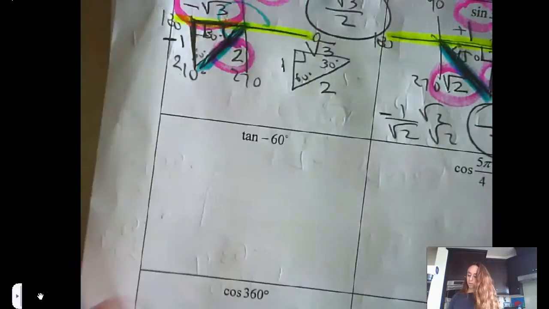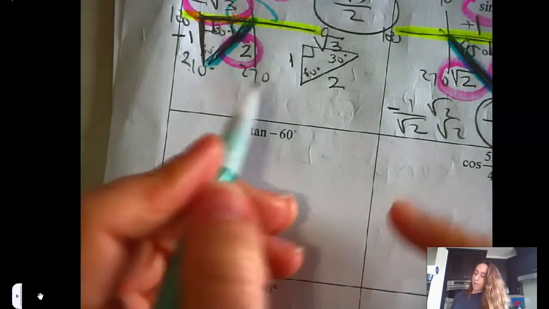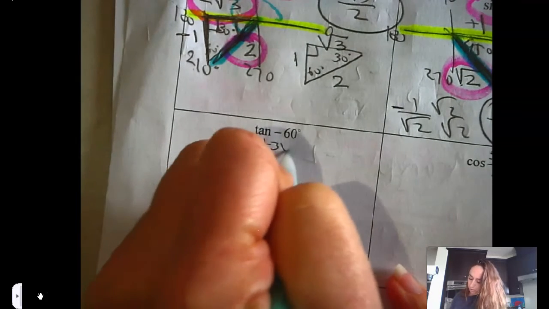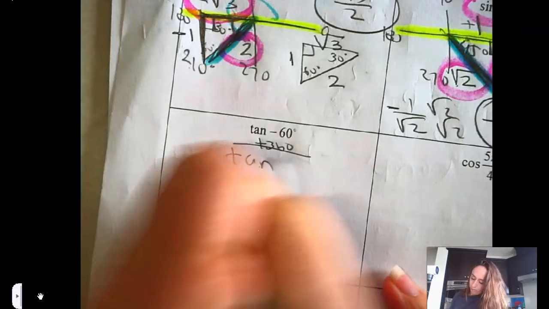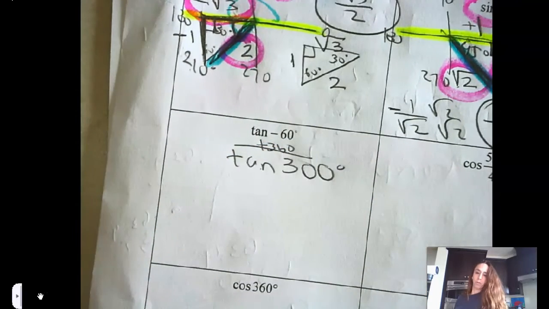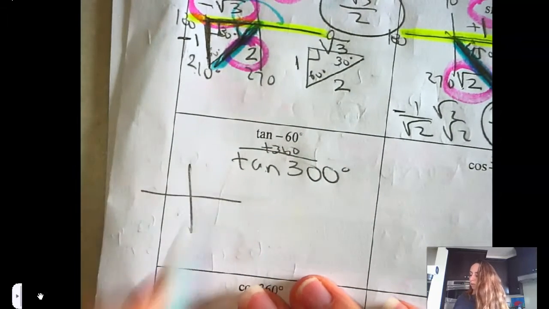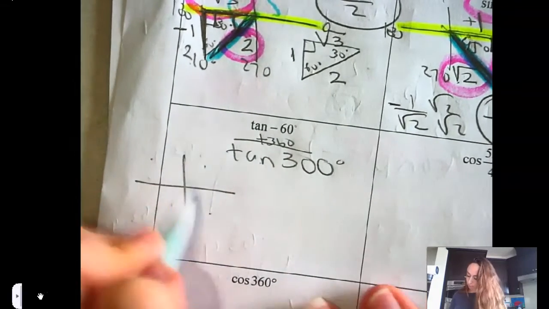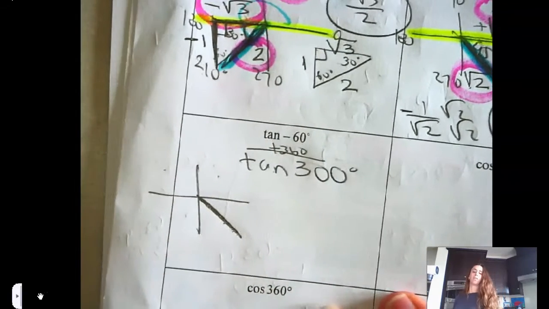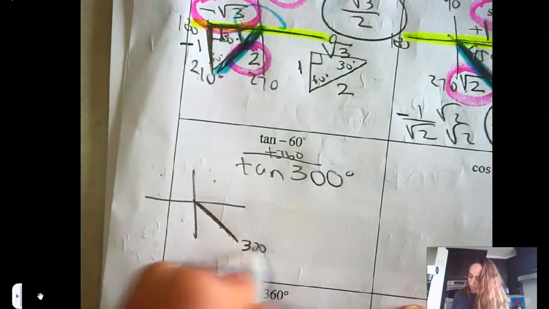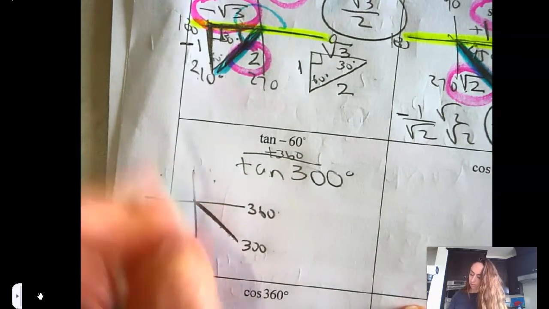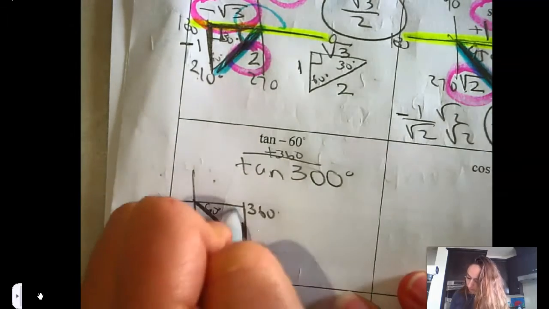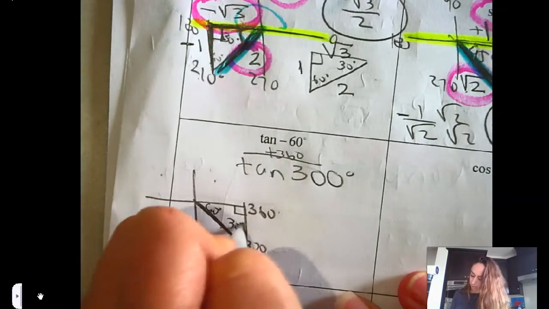Okay, let's try another one. I don't like living in a negative world, so I'm going to find the coterminal by adding 360. So I'm really finding the tan of 300. Draw it. If this is 4, 3, 2, 1 for quadrants, what quadrant is it in? Yes, the fourth quadrant. I don't need to draw it anymore. I'm getting good at it. So that's 300. It's closest to 360. What's the difference between 360 and 300? 60. That's 60. That's 30.